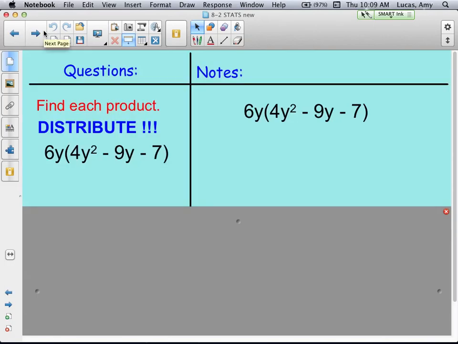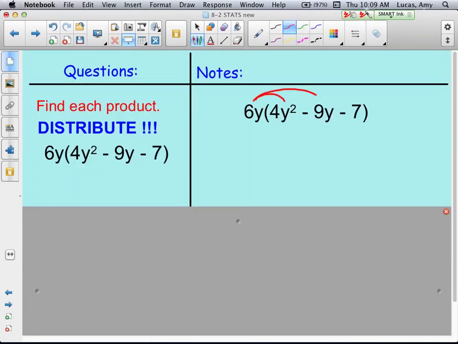So our first question says find each product, distribute. So outside of the parentheses we have our monomial, 6y. And inside the parentheses we have a trinomial, 4y squared minus 9y minus 7. So we are going to take the 6y and distribute it, which means multiply it, by each of the terms that are in the parentheses. So on this first one, I'm going to show you what that means by writing it out. 6y times 4y squared. Then we would take 6y times negative 9y. And then we would take 6y times negative 7.